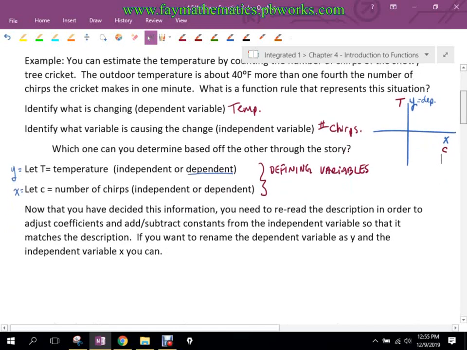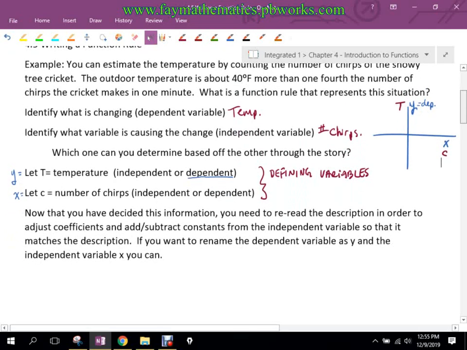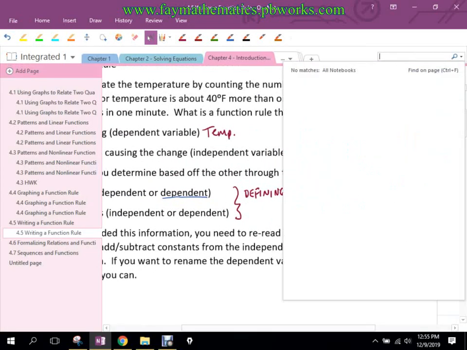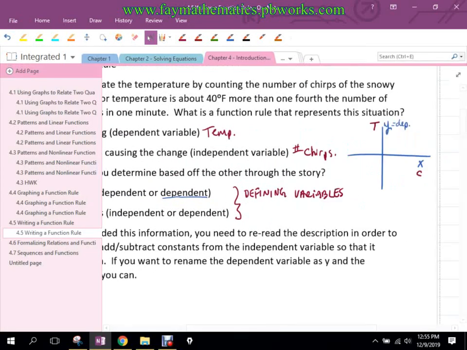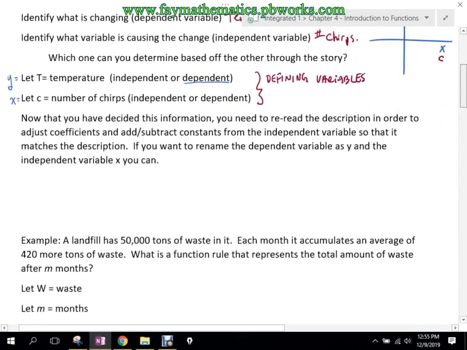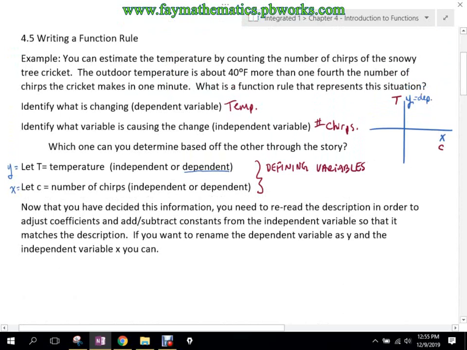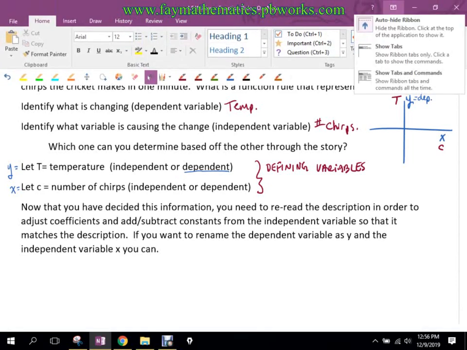Now that we've decided that, and like I said, I think that's one of the most difficult things to do with this procedure, we then have to reread our statement and start going through and ask: how do I adjust one side of my equation, one variable here, either the C or the T, so that I can create a function that models this rule being described here? So this is why it's important to be able to say that T was your dependent variable.